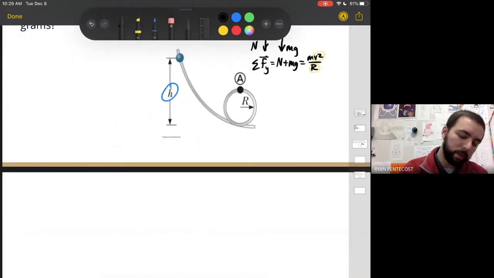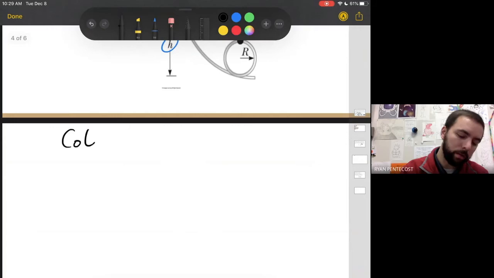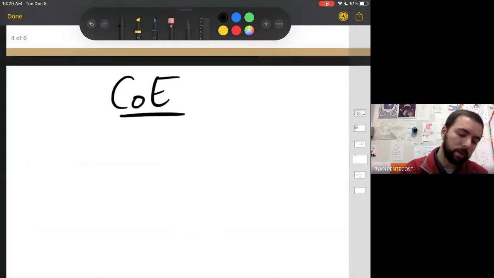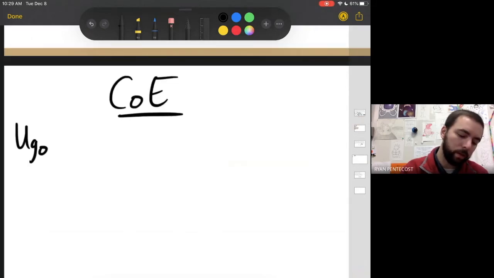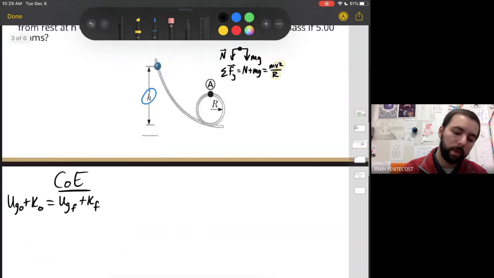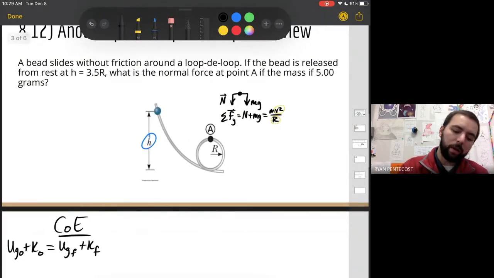So let's look at our COE. We've got UGO plus KO. It said that it's frictionless, so you just have UGF plus KF. So we've started at this height h. That's our initial. Our final is the top of the loop-de-loop.